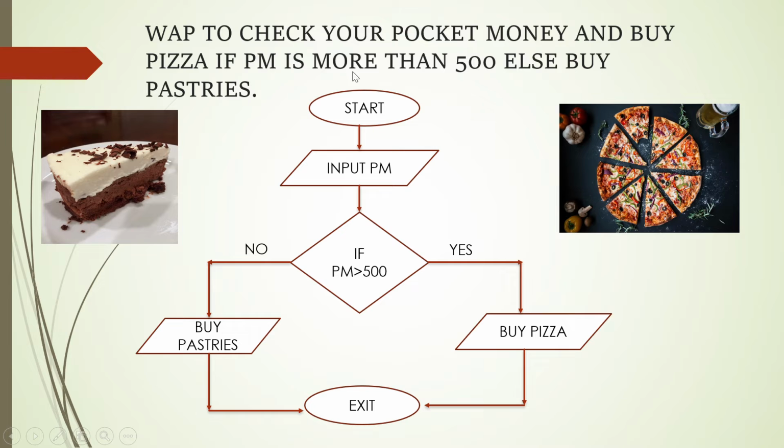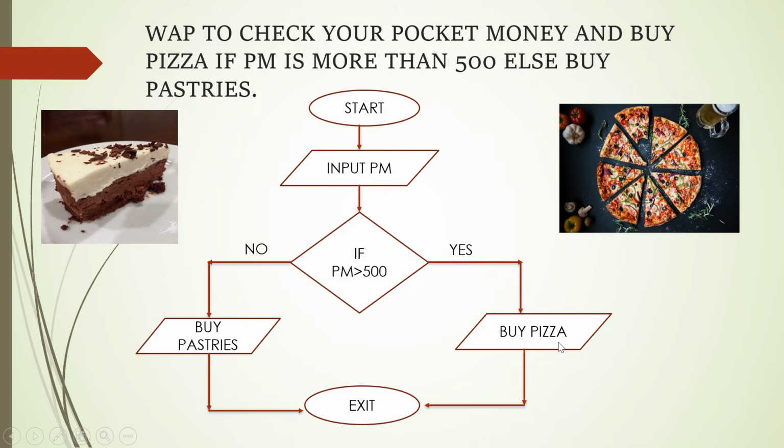So we will start with this oval box, then we will input PM. What is PM? PM is just a short form of pocket money. So input PM. Now it is checking with this decision box: if pocket money is greater than 500, we are checking it. Then two sides, yes, no. Now I have seen that the pocket money is greater than 500. What will we do? We will shift to the right side, yes. Then this is the output box. This is the input box, this is the output box.